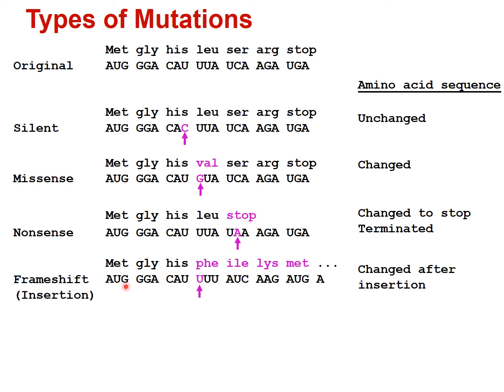So the reading frame was starting with AUG, GGA, CAU. Then up here we would go to UAA as the next one, but now all of a sudden we have UUU. But that UA is still there. You can see it right here. But now the ribosome reads every 3 nucleotides. It's going to read these 3, then these 3, then these 3, and so on. And so you can see that this amino acid is changed after this insertion, but so are a bunch of the other amino acids.